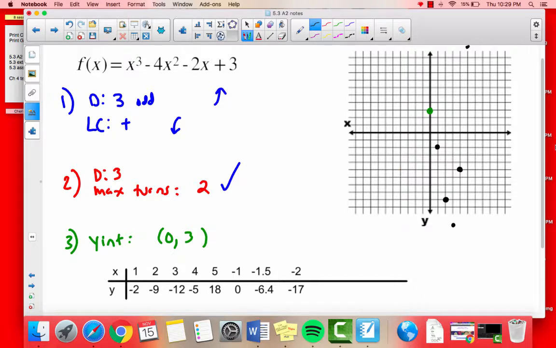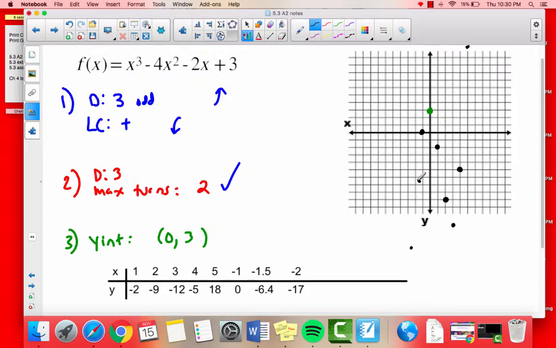The negative numbers, when I plot those, I get -1, 0. Now notice I plugged in -1.5. That's because I realized that when I plugged -2, my graph dropped really low down here. And so I wanted an extra point that was a little bit further between them so that I could connect my graph a little bit more accurately. So I plugged in -1.5, and I got that -6.4.